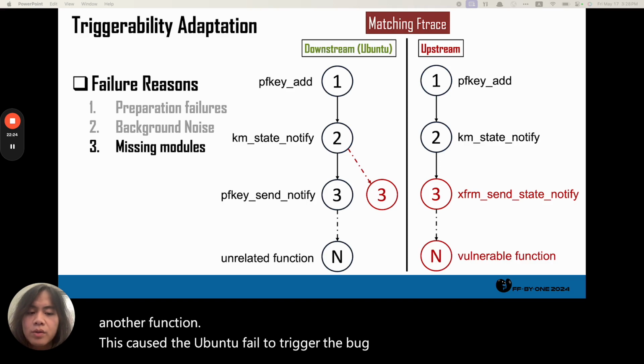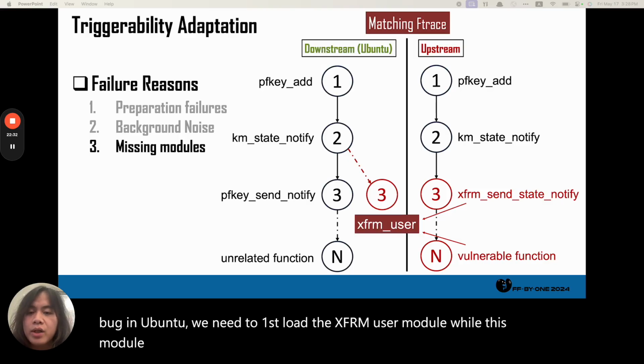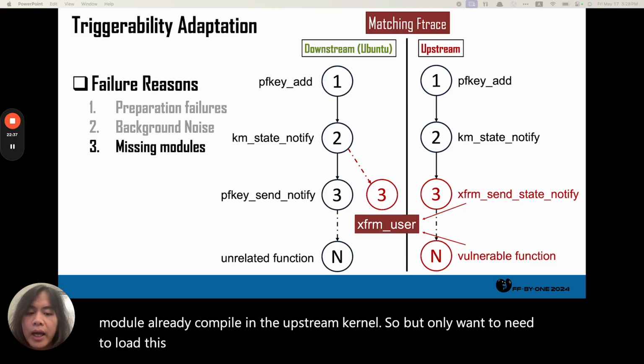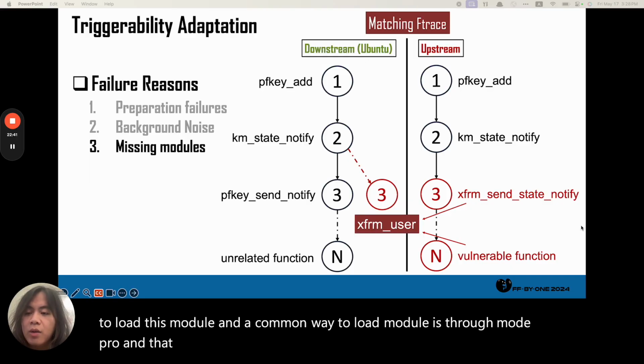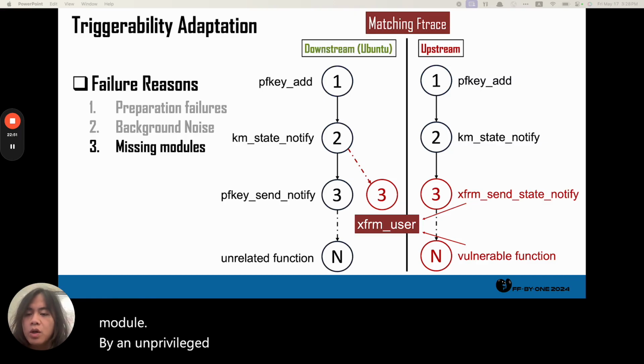But in order to trigger the bug in Ubuntu, we need to first load the xfrm_user module. This module is already compiled into the upstream kernel, so only Ubuntu needs to load it. A common way to load a module is through modprobe, which is a privileged operation, which means you have to be the root user to load the module through modprobe. But we found a way to load this module as an unprivileged user, which we will talk about later.